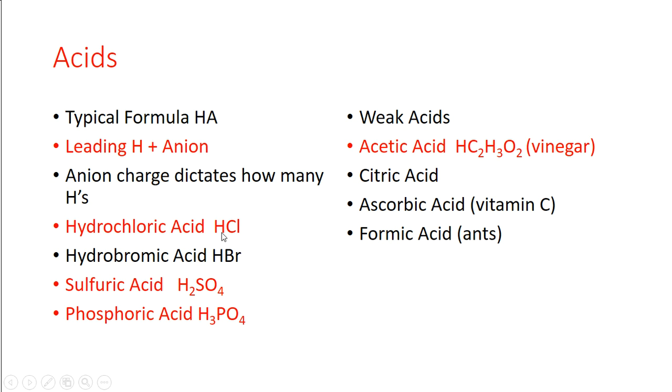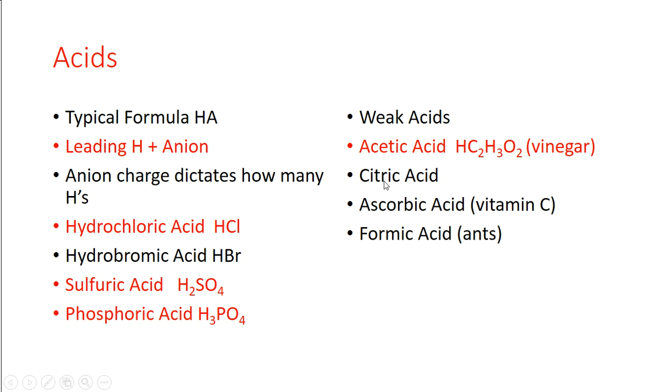So hydrogen, you only need one H plus to balance that charge. Hydrobromic acid, bromine's a halogen as well, so you only need one. Sulfuric acid, the sulfate anion has a -2 charge, so you need 2 H pluses to balance that out. So it's H2SO4 for sulfuric acid. Phosphoric acid, PO4, is a 3 minus anion, so you'll need 3 H pluses to balance that out.